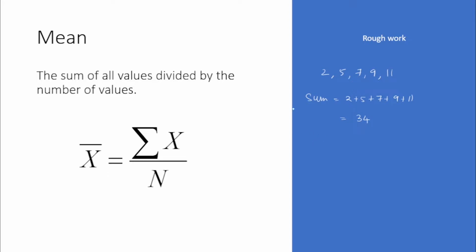Now the number of values is, we have 5 values in our data set. So the number of terms or number of values is equal to 5. Therefore the mean will be equal to 34 upon 5. This will give us around 6.8. So this is our mean. That is how we find the mean of a given set of values.